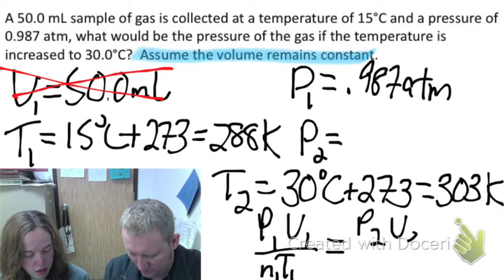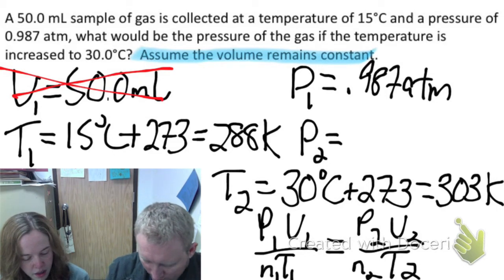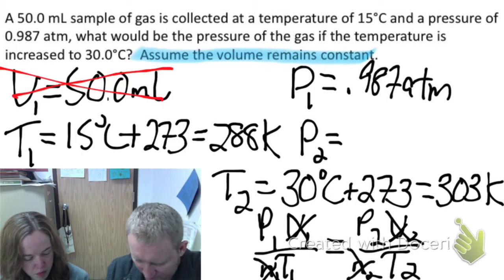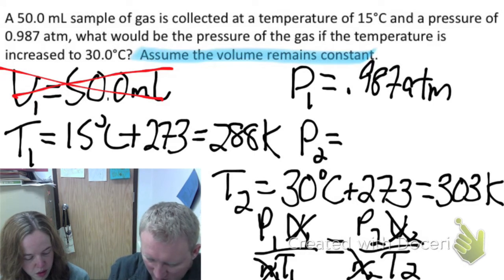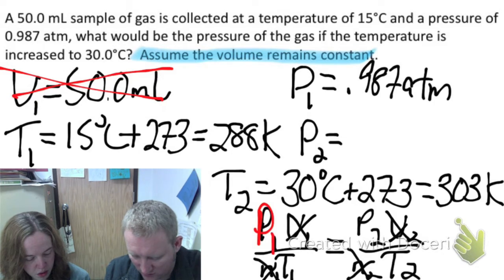NT equals P2 V2 over N2 T2. So what do we need to take out? We need to take out the volumes and the number of moles. So we're only left with the pressure and the temperatures.